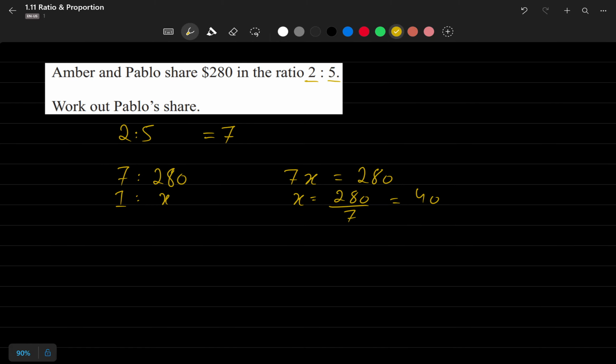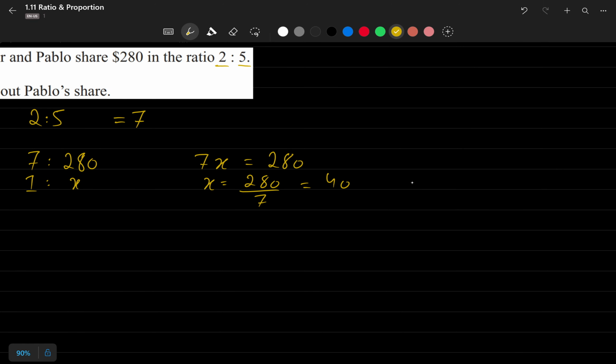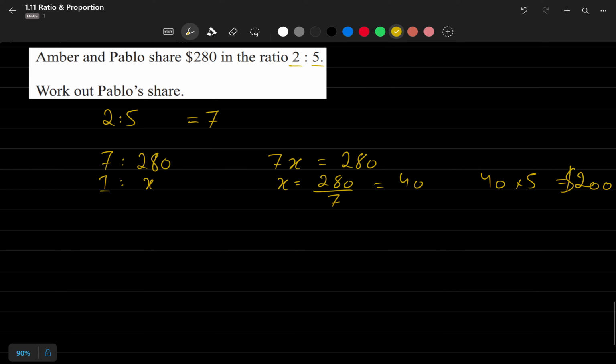Now we know that Pablo's share is 5 ratio, so 40 times 5, which gives us the final answer of $200, which is Pablo's share.